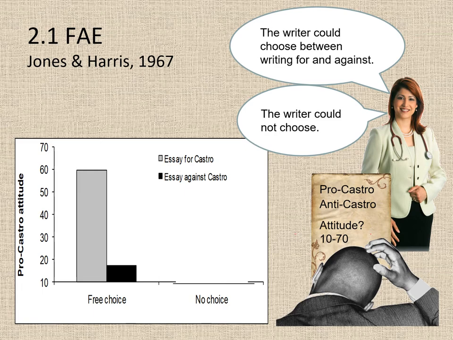Well, we see there's still quite a large difference. Even if the subjects are told this person could not choose how to behave, they still see a high level of correspondence between the action, the behavior, and the person's attitudes. If a person has been told to write pro-Castro, the subjects see this person as more pro-Castro than if the writer has been told to be anti-Castro. So this information about how freely the action has been chosen doesn't annul this difference.